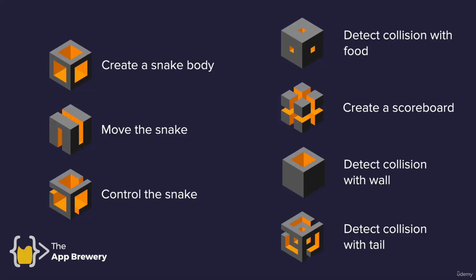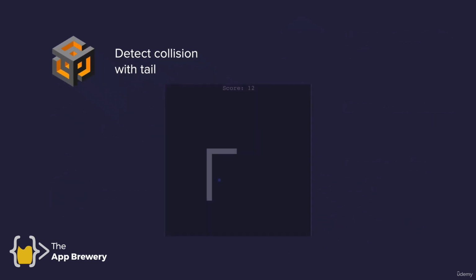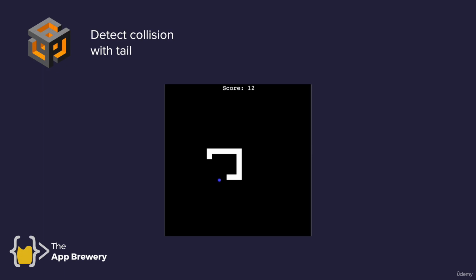All right, guys, we're at the final stretch. All we have left to do now is to figure out how we can detect when the snake collides with its own tail. As a snake gets longer and longer, it's more likely that at some point the head might hit some part of the tail. And in the snake game, this means it's game over. So we have to figure out how we can detect this and then trigger the game over sequence.